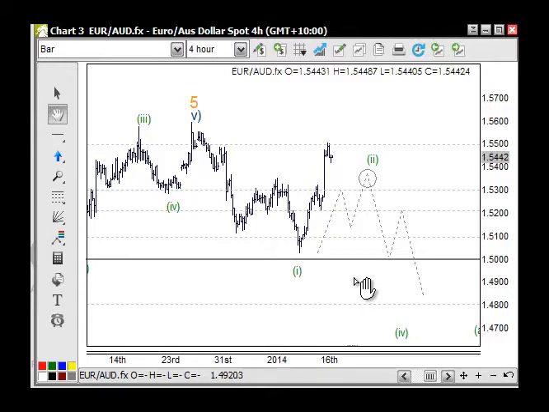and move down. However, if it finds support on this level here, the 155, then this count is a bullish count, and we will be seeing this go up further, 1, 2, 3, 4, 5 here, then an A, a B, and a C, and then further up from that point. That's what will happen there.